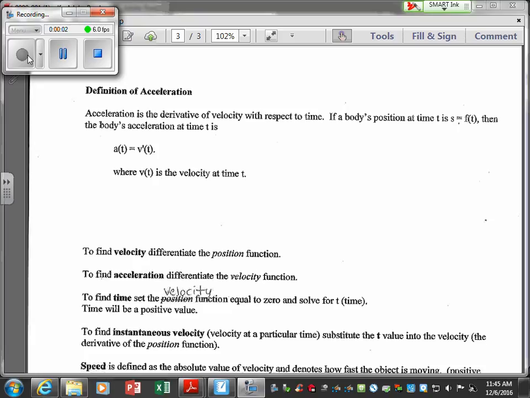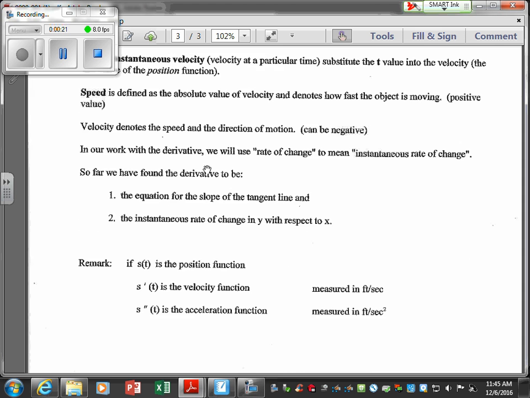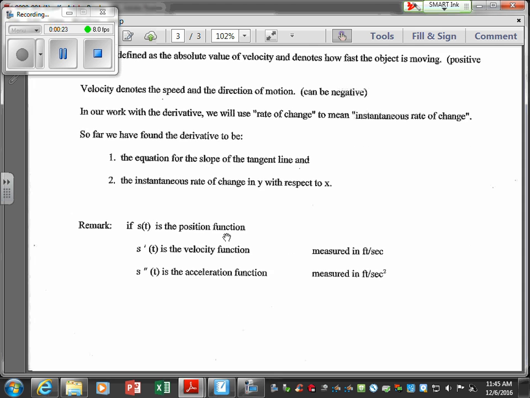Okay, we're going to revisit this. I handed this out a couple of class periods ago, and we didn't really get to spend a lot of time on it, but it starts with the definition of acceleration, where acceleration is the derivative of velocity with respect to time. But we'll come back down, and the velocity is the derivative of the position function with respect to time. So for example, let's just jump down here for a minute.